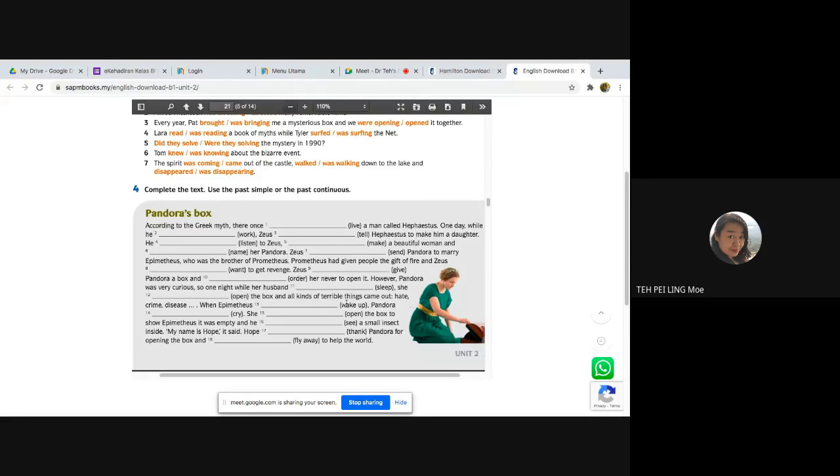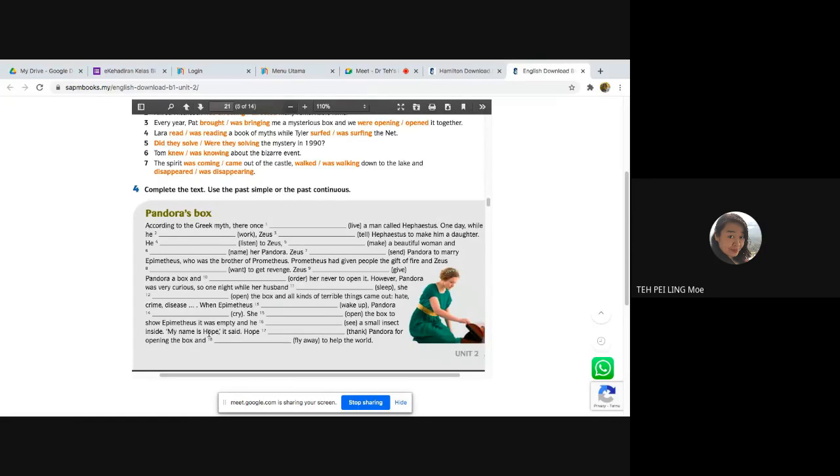Hate, crime, disease, and more. So when Epimetheus woke up, Pandora was crying. She opened the box to show Epimetheus it was empty, and he saw a small insect inside. My name is Hope, it said. What's the name of the insect? Hope. Wow.